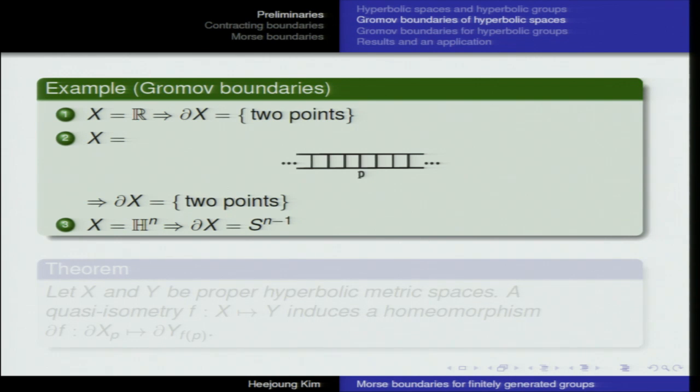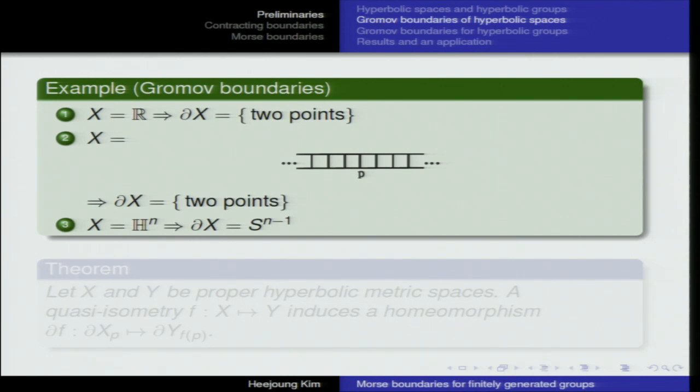And think about the other geodesic ray, this one, or that one. Then they also travel close to this geodesic ray. So on this side, they go to the same limit point. And the same story for the other side. So the Gromov boundary is indeed 2 points with discrete topology.